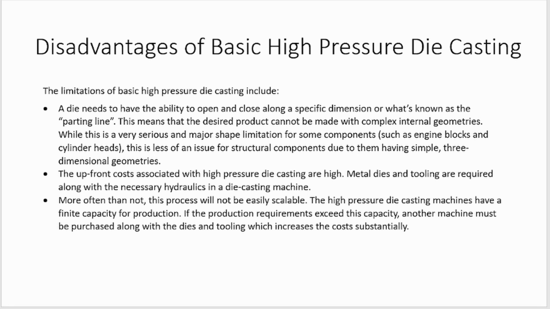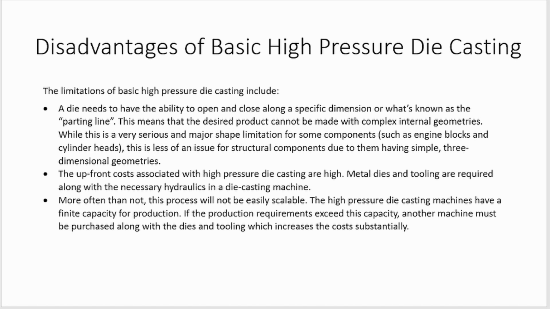The upfront costs associated with high-pressure die casting are high. Metal dies and tooling are required along with the necessary hydraulics and a die casting machine. More often than not, this process will not be easily scalable. The high-pressure die casting machines have a finite capacity for production. If the production requirements exceed this capacity, another machine must be purchased along with the dies and tooling, which increases the cost substantially.